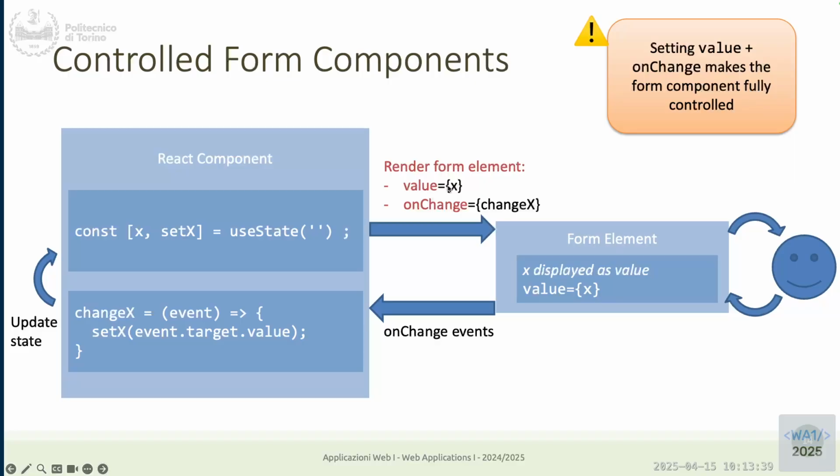They can be many individual state variables. It could be just one state object with a lot of properties, but the idea is that it's already in the state of the component. The form is just displaying the state of the component.